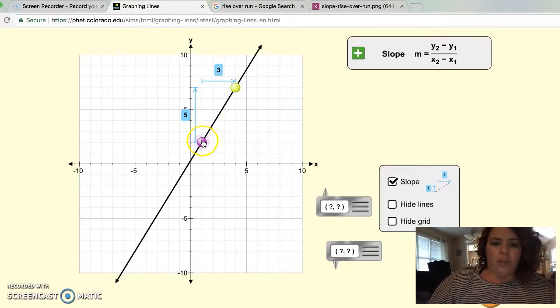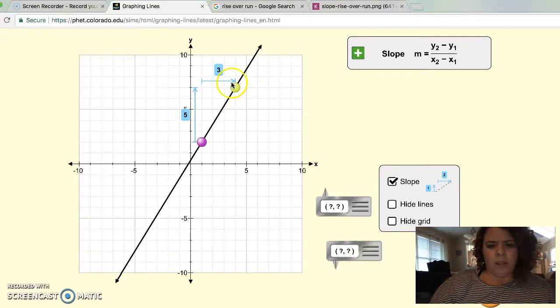So let's calculate our rise. We could either count the boxes. So here we go. 1, 2, 3, 4, 5. And then I'm at my next point. So I know my rise is 5 this time. And then I'm going to calculate my run by counting 3. So I know I need to do 5 over 3 as my rise over run. So my slope in this line's case is 5/3.